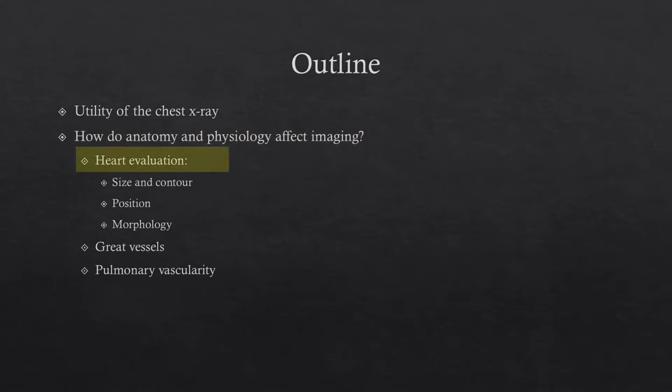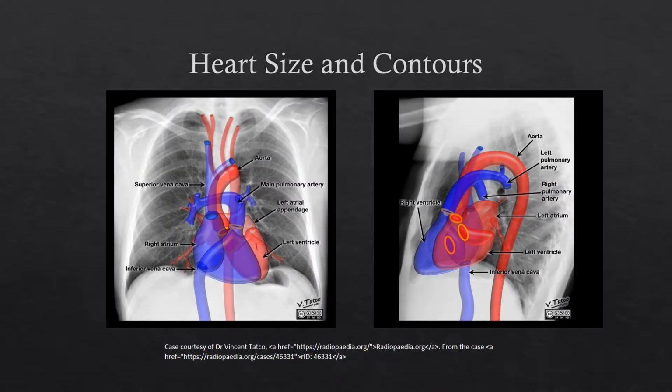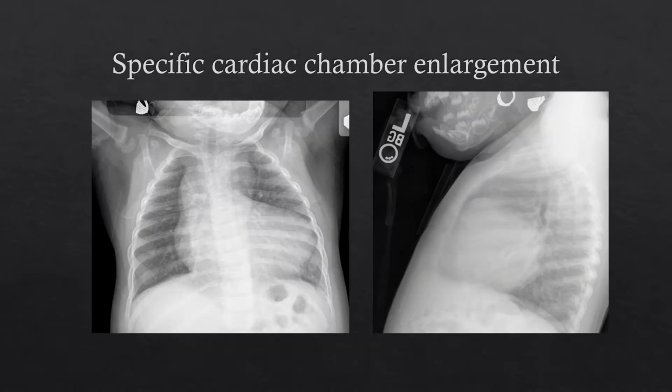We will move on to a discussion of how anatomy and physiology affect imaging, first regarding evaluation of the heart itself. It is helpful to be familiar with the shadows on a chest X-ray caused by the normal cardiac chambers in order to detect enlargement or changes. For example, you will note that the posterior borders on a lateral chest X-ray are comprised of the left atrium and the left ventricle. With this knowledge of anatomy, we can often see examples of specific chamber enlargement. In this patient with tetralogy of Fallot, the right ventricle is hypertrophied and enlarged, seen here on the lateral view anteriorly, and leading to an upturned apex on the frontal view.